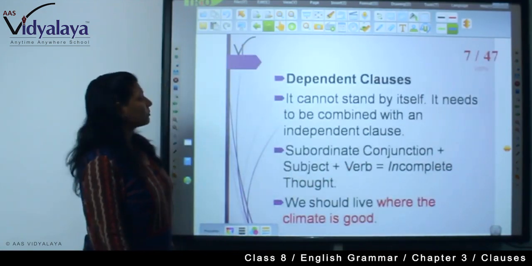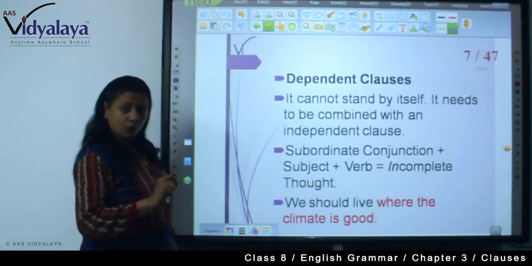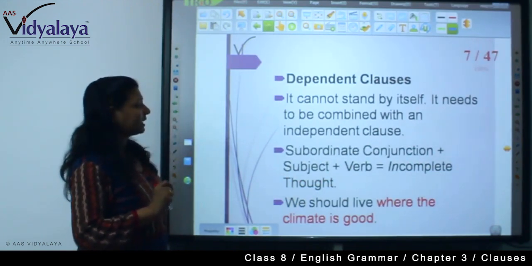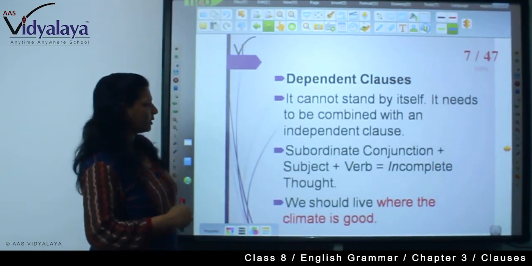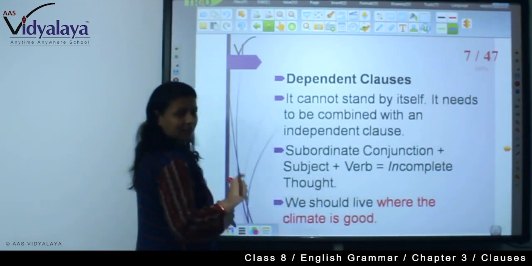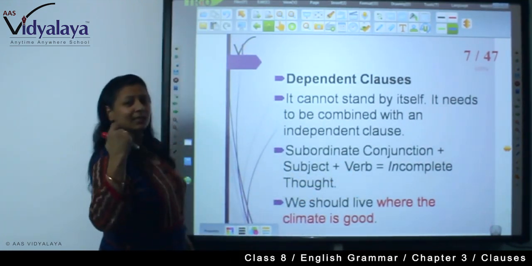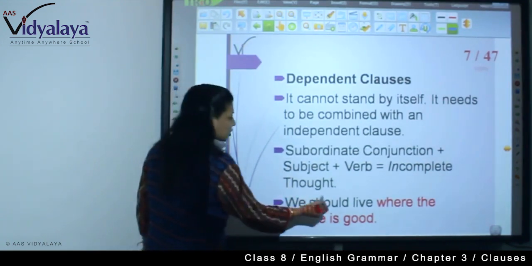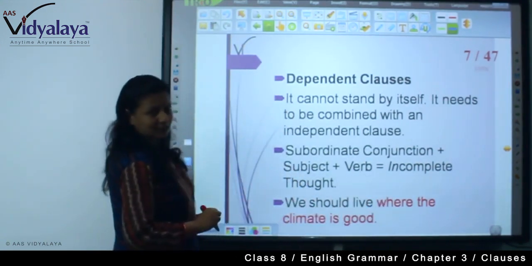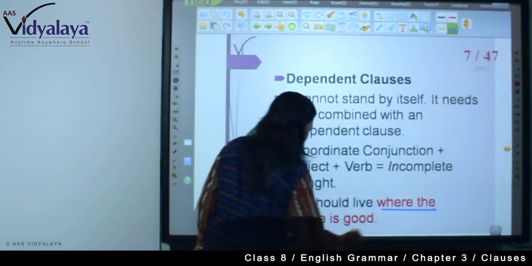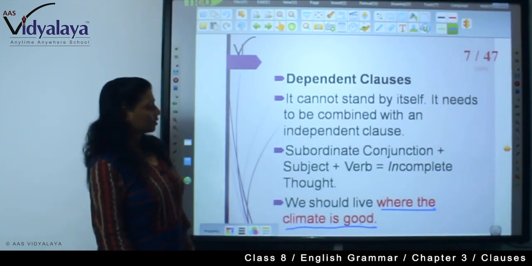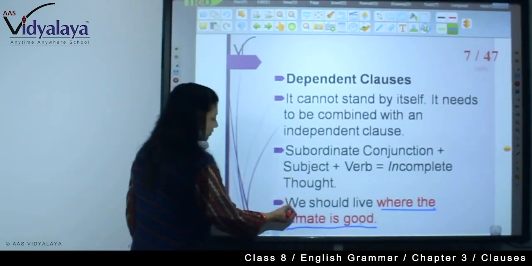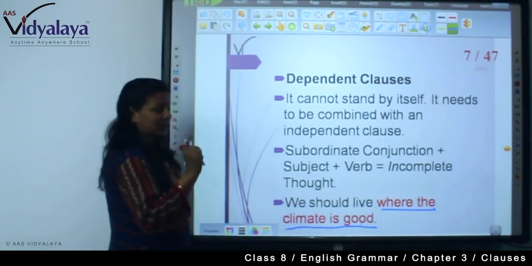Now, the dependent clause. It cannot stand by itself. Though it's a clause, it cannot stand by itself. It needs to be combined with an independent clause. These are a subordinate conjunction plus subject plus verb. Subject plus verb is the clause and it gives an incomplete thought. We should live where the climate is good. Now, where the climate is good is a dependent clause because it is depending on the clause we should live.